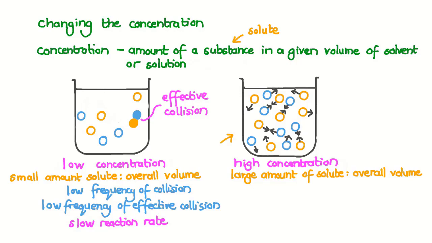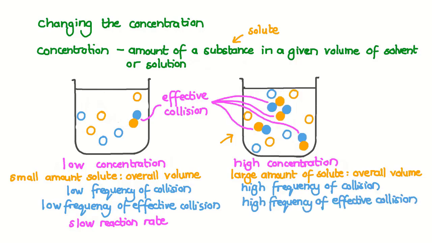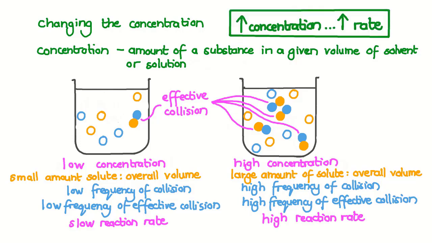In a high concentration solution, however, because there are more particles in the solution, they are closer together and have a higher probability of colliding as they move randomly. There is a relatively higher frequency of collision. Some of these collisions will be effective, and so there is a relatively higher frequency of effective collision, and this leads to a relatively higher reaction rate.